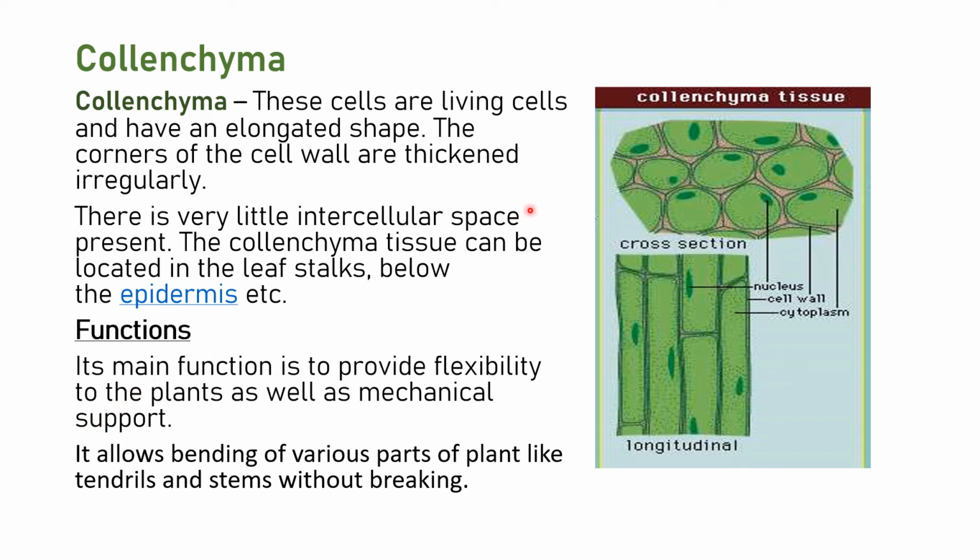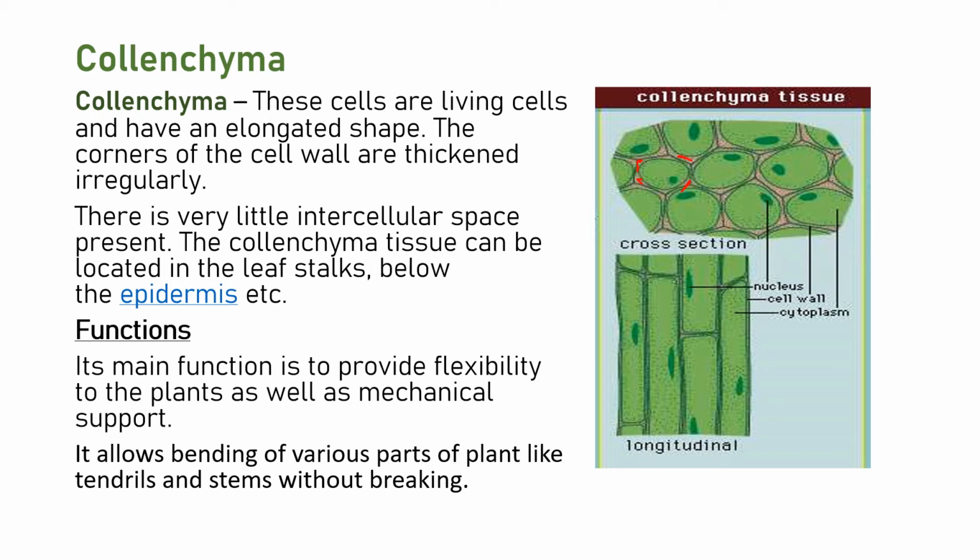Collenchyma, these are the living cells. Parenchyma were also living cells. Collenchyma are also living cells, right? But here you can see they are elongated. If you see the longitudinal sections, these cells are elongated cells, right? The corners of the cell here, let me take a pen. These are the corners of the cells. They are thickened. They are thickened irregularly.